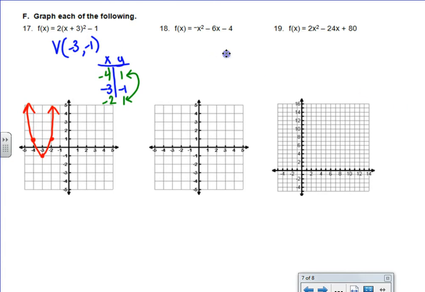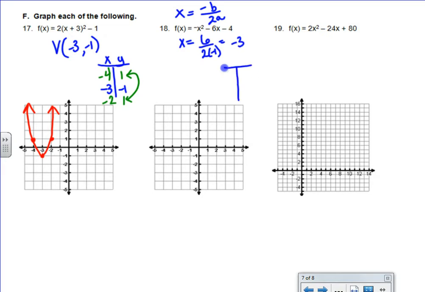Now, unfortunately, in the next two problems, we are not in vertex form. So we would have to identify where the vertex is. And that's not too bad because we're going to use the axis of symmetry formula. When you are in standard form, the axis of symmetry is the formula x equals negative b over 2a. So for us, the axis of symmetry would be negative 6, so positive 6, over 2 times a, which is 2 times negative 1. Well, 6 over negative 2, better known as negative 3.